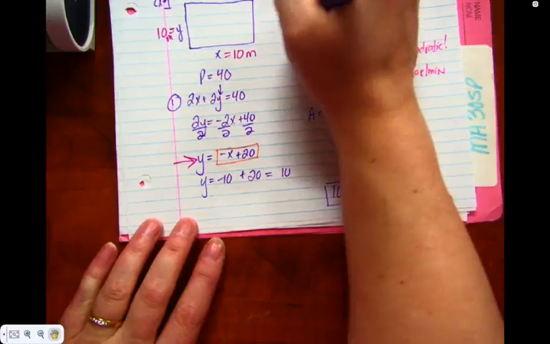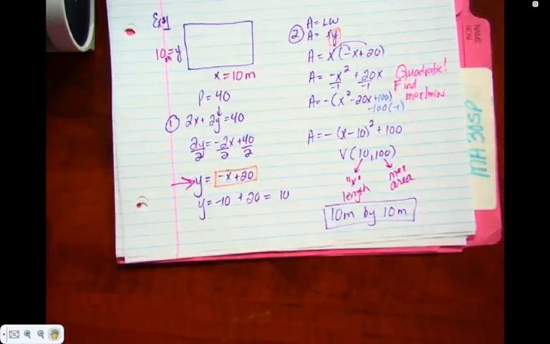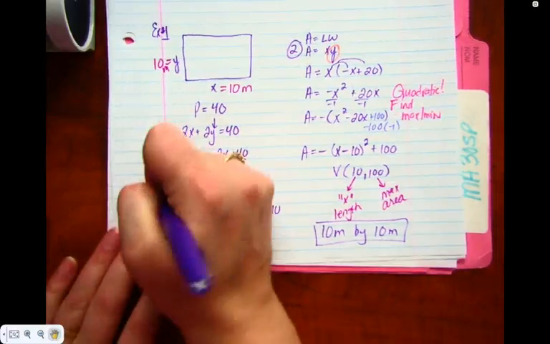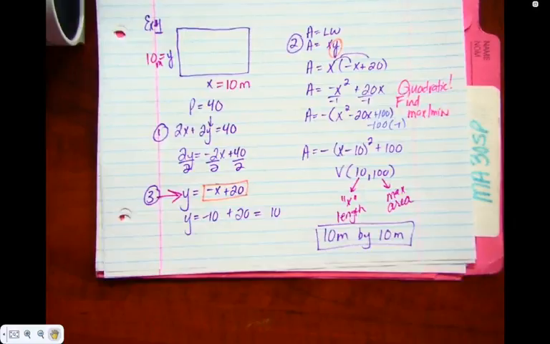So step number 1, what I did is I got the perimeter. Step number 2, I wrote a formula for the area. Step number 3 is I came back to the left-hand side and I isolated y. I got y by itself.